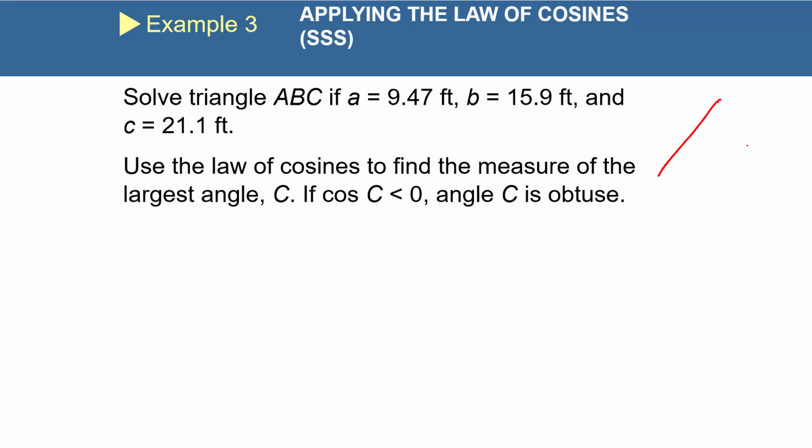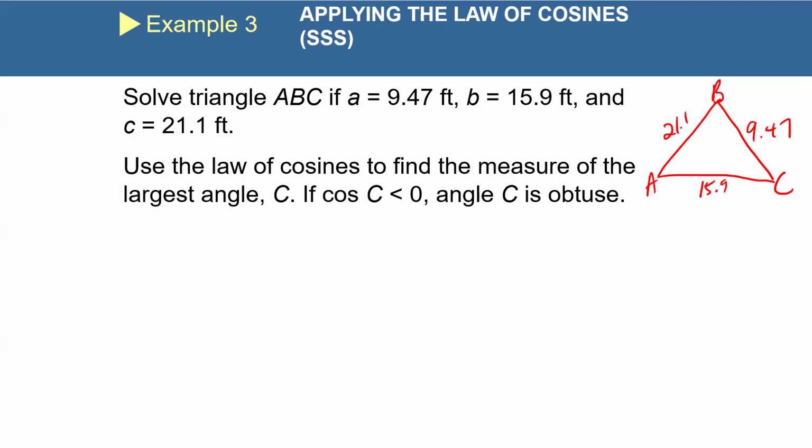We have just a triangle with all its sides. So we have triangle A, B, C, and we know that A is 9.47, B is 15.9, and C is 21.1. Of this, what is our biggest angle? Our biggest side is C, so therefore our biggest angle is going to be angle C.